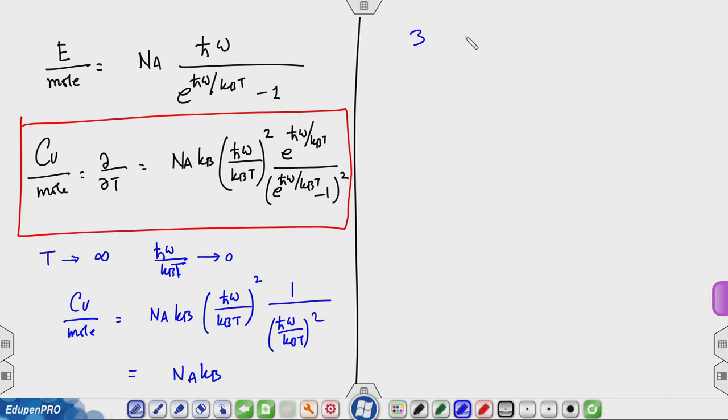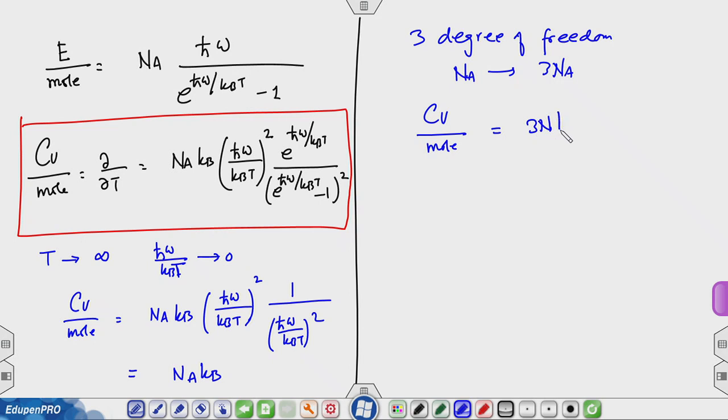And for 3 degrees of freedom, instead of Na, I will have 3 Na. Cv per mole is equal to 3 N kB in Avogadro, which is Dulong-Petit. So, this is fine as you go to high temperatures, giving you the specific heat which is expected from classical formula. This is exactly like black body radiation, matching with the Rayleigh-Jeans formula for nu by T being very small.